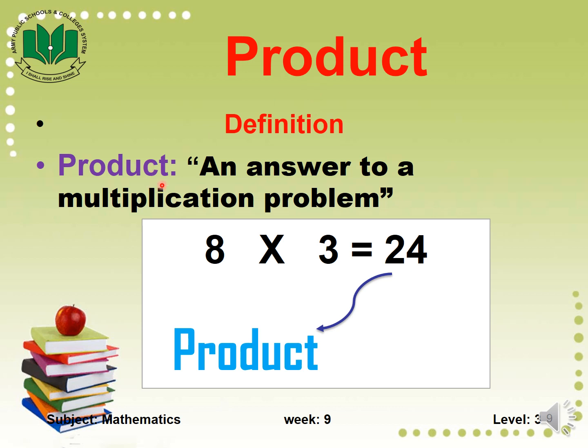Product. An answer to our multiplication problem is called as product. Here you can see 8 is getting multiplied with this number 3. When we multiply 8 with 3, the answer is 24, and this answer is called as product.